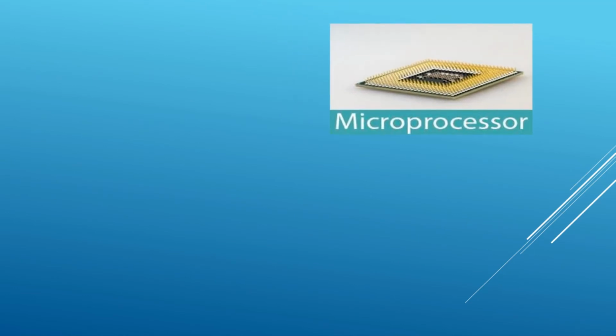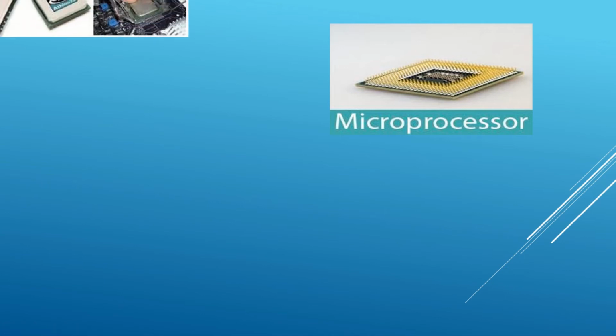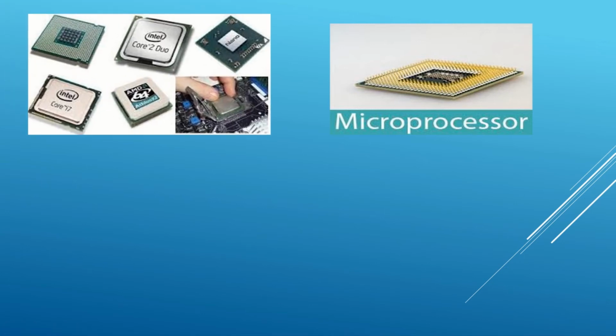Now, the microprocessor we talk about is over there. That's a picture of the microprocessor. Now, let's look at a group of microprocessors. So we have the Intel Core 2 Duo, we have an AMD, we also have the Intel Core i7, and so on.